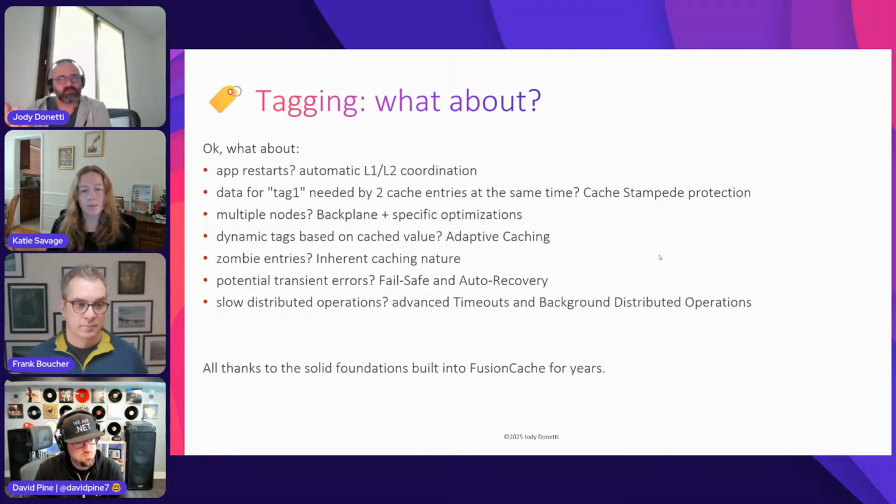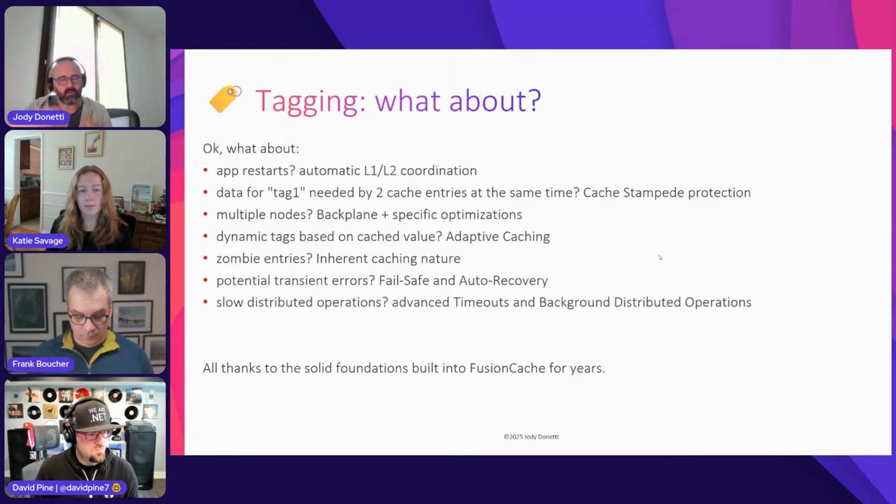And what about multiple nodes? We have the backplane and some specific extra optimizations that I've made. So covered. What about dynamic tags? Meaning, what about tags that are not known up front, but are based on the actual instance of the object I'm about to cache? I don't know that when I make the call. I only know that inside the factory. Well, in FusionCache, we have adaptive caching, which has been extended to also work with tags, and that allows us to declare the tags only later, when we are running the factory.